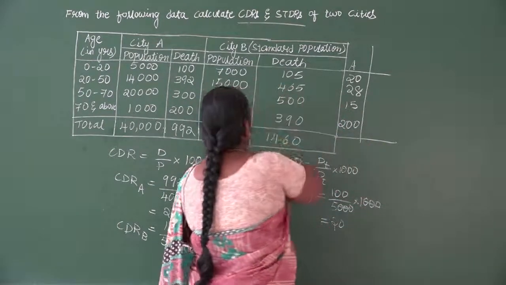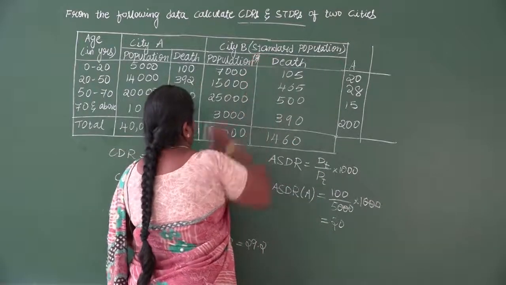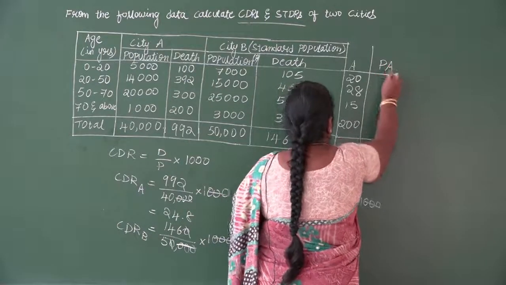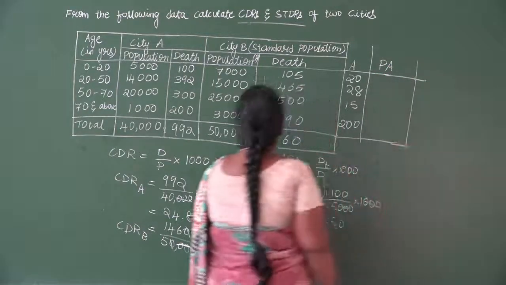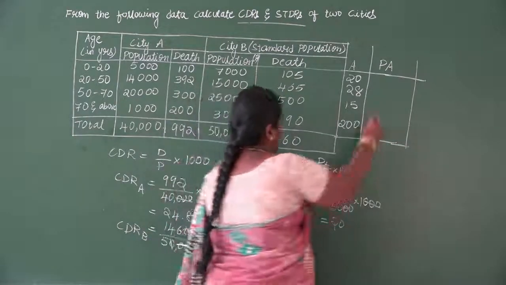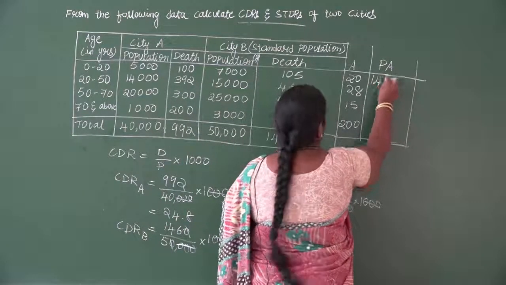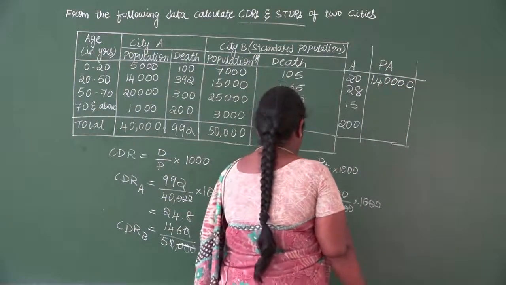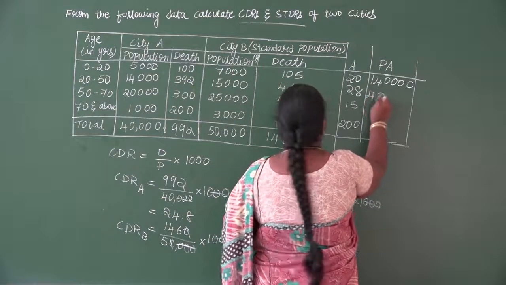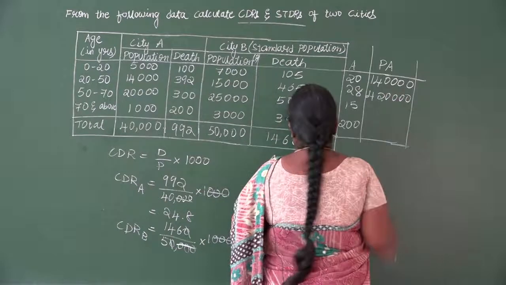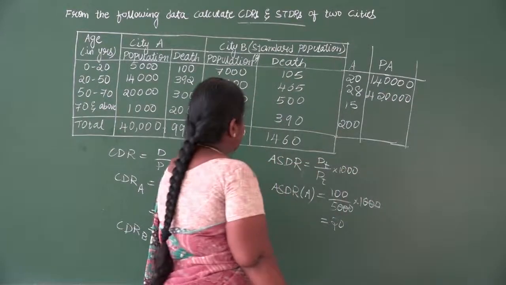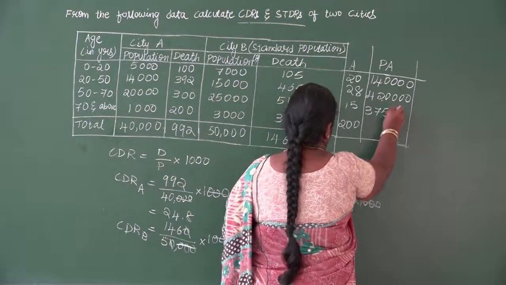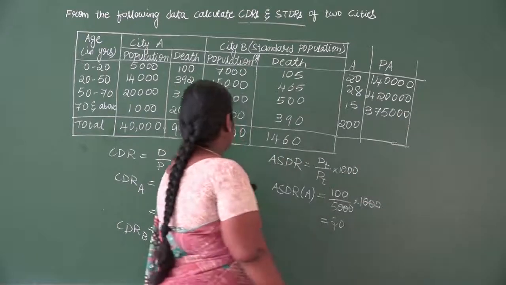So here itself we have the population. So this value is P. So I'll multiply it directly. PA. So PA is 7000 into 20. So it is 14 and 4 zeros. Then 15,000 into 28. It is 420 and then 3 zeros. Then 25,000 into 15, 375. So 25 into 15 is 375 and 3 zeros.